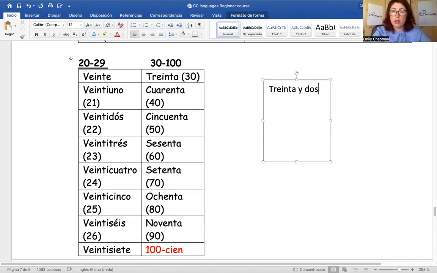32. 33. And that would be all the way through. 34, 35, 36, 37, 38, 39. That would be how I build the 30s, and I would do exactly the same with the 40s. I would say 40, and I would add the endings. For example, 44, how would I say that in Spanish?